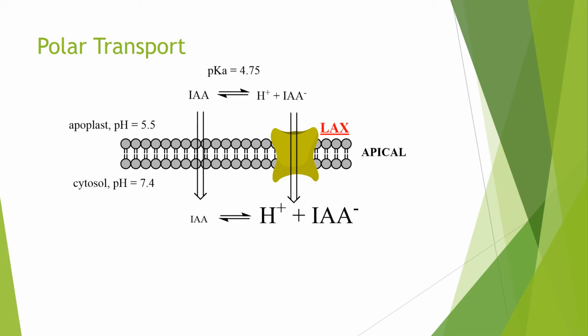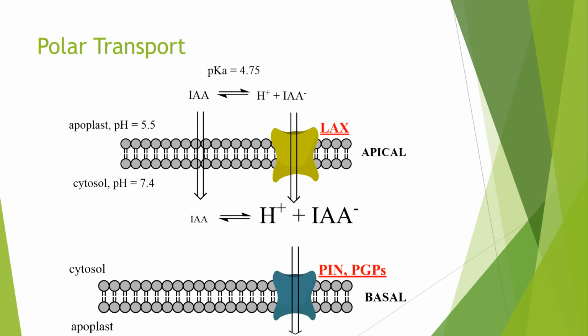So focusing on getting it into the cell from the outside to the inside, we're looking in the apoplast with a pH of 5.5. The pKa of indole acetic acid is about 4.75, so we've got a good distribution of both the ionized and the non-ionized species. The non-dissociated indole acetic acid can cross through the membrane. However, the ionized form must pass into the cell through a transporter, and these are LAX transporters.